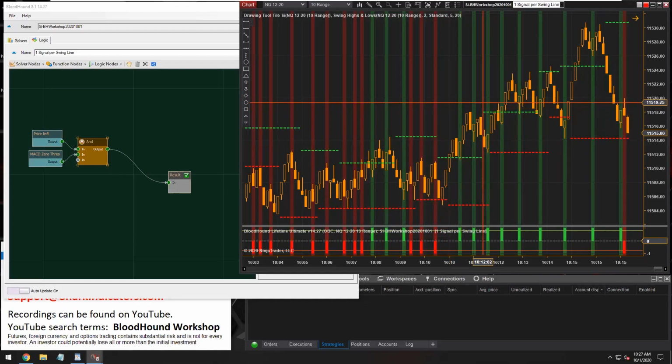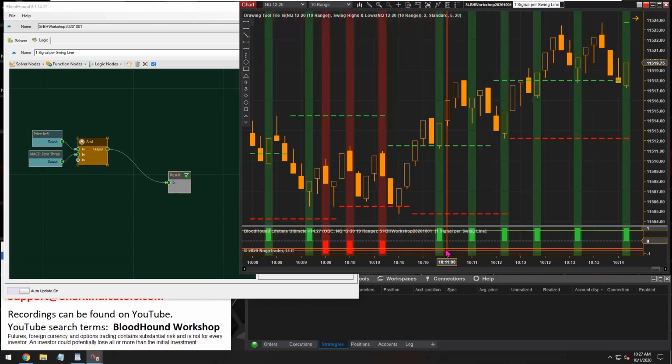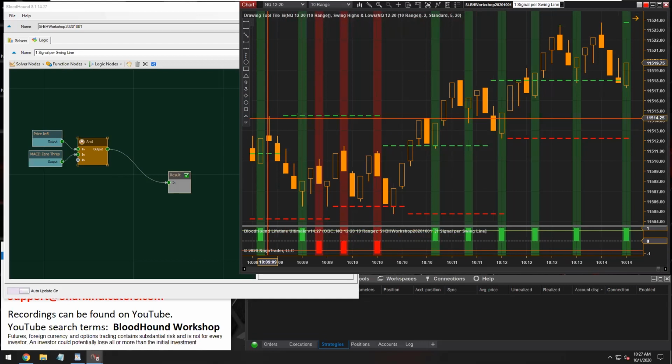All right, so these are going to be my test signals here. So let's take a look here. Let's kind of mark some of these up. So remember, we only want one signal per swing line, right? So in other words, we only want to see this signal, and actually I'll just use the diamond here. It'll be a little easier, but we want to get rid of that signal, right?